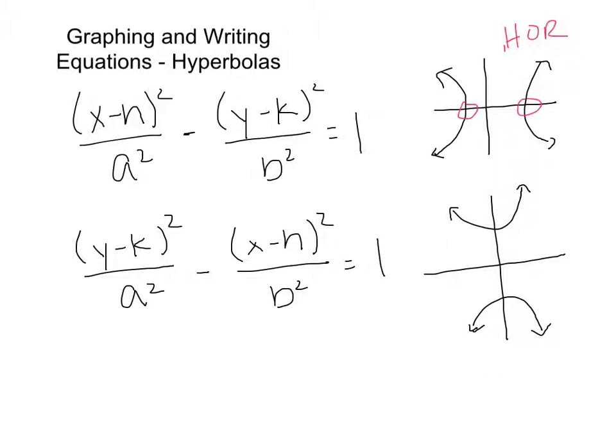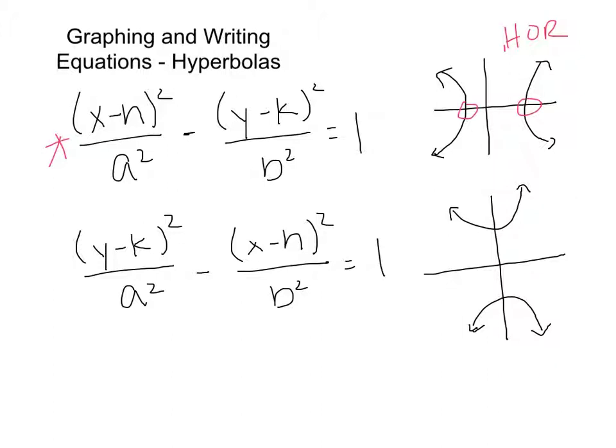Those two branches are horizontal in this case, and the equation for that one is (x minus h) squared over a squared minus (y minus k) squared over b squared equals 1. X is the positive term, and so that's what makes it horizontal.